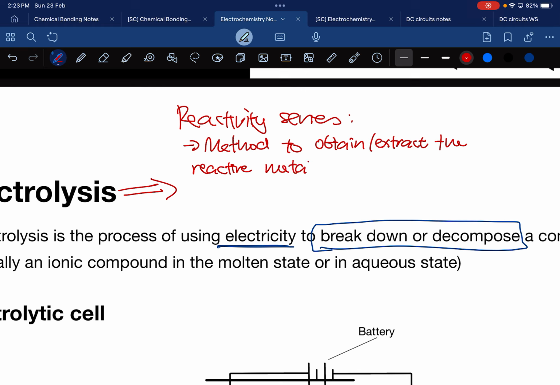Who are your very, very reactive metals? Your sodium, your potassium, magnesium, calcium, aluminium. If you all remember, when you were going through your reactivity series, there are the top 5 guys you cannot use carbon to isolate. Correct? We have to make use of electrolysis because it is the only method that's powerful enough to obtain these pure metals. Following?